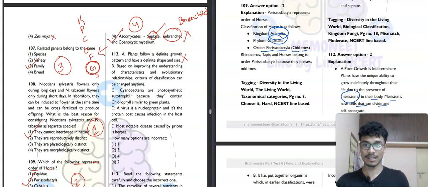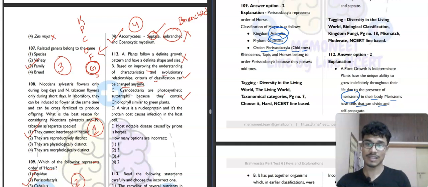This is absolutely incorrect. Then, based on improving understanding of characteristics and evolutionary relationships, criteria of classification can be changed anytime. Yes, if something new is discovered, it can be changed or improved. Next, cyanobacteria are photosynthetic autotrophs because they contain chlorophyll similar to green plants. That is absolutely correct. They make their own food and don't depend on any other organism for nutrition.